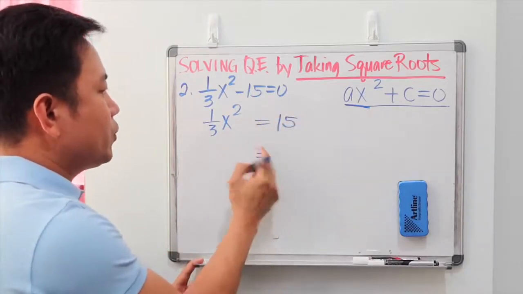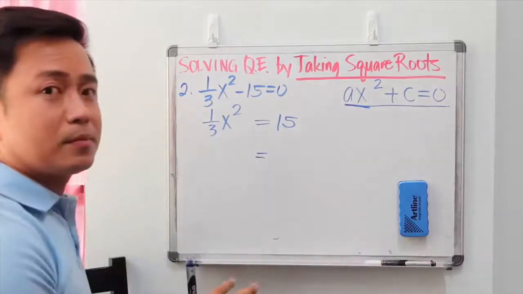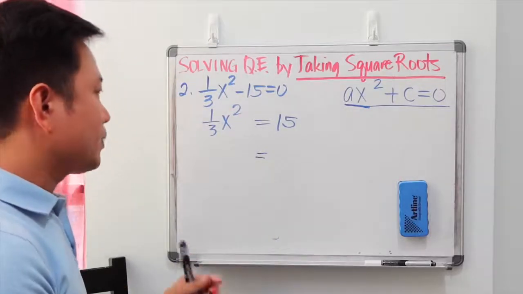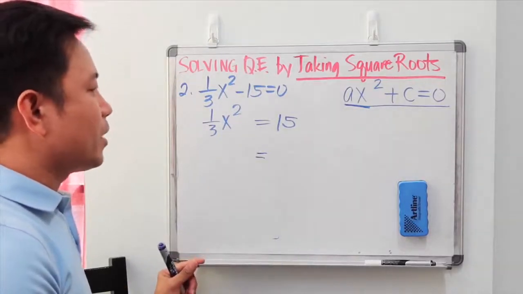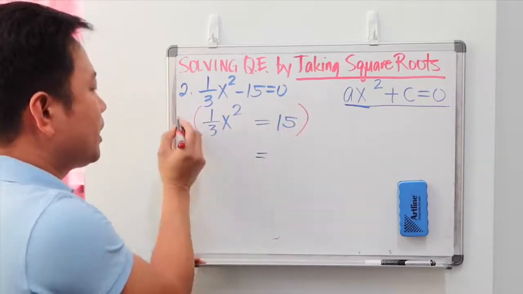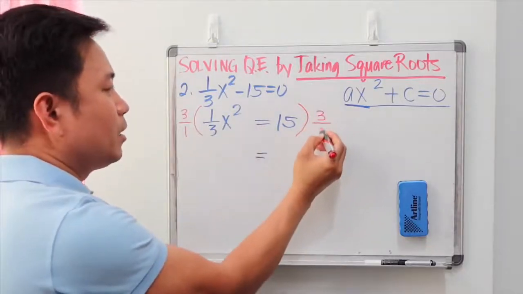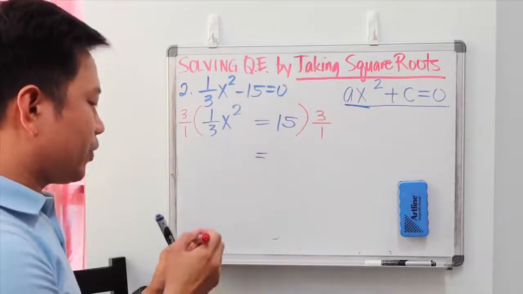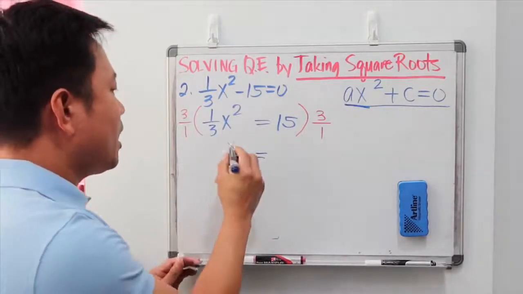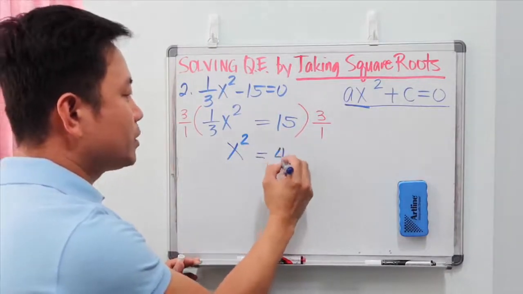Now, how do we make the left side only equal to x squared? We have a coefficient of 1/3. To do that, we can divide both sides by 1/3, or the same thing as multiplying both sides by the reciprocal of 1/3, which is 3/1. And when you multiply 1/3 by 3/1, that's simply 1. So now we have x squared is equal to 15 times 3/1, which is 45.